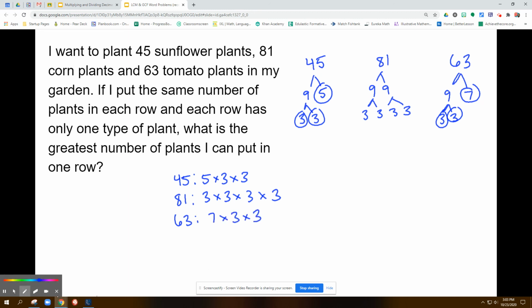Now I have to know what's in common between all three plants. Even though 45 and 63 have a 5 and a 7, those are not in common with 81. The only thing they all have in common is this group of 3's and this group of 3's. If I take those two prime factors that all three numbers have in common, the answer is 9. So what is the greatest number of plants I can put in one row? The answer is 9 plants.